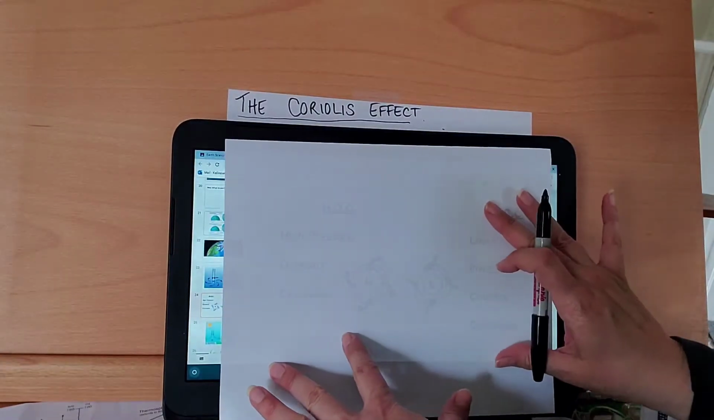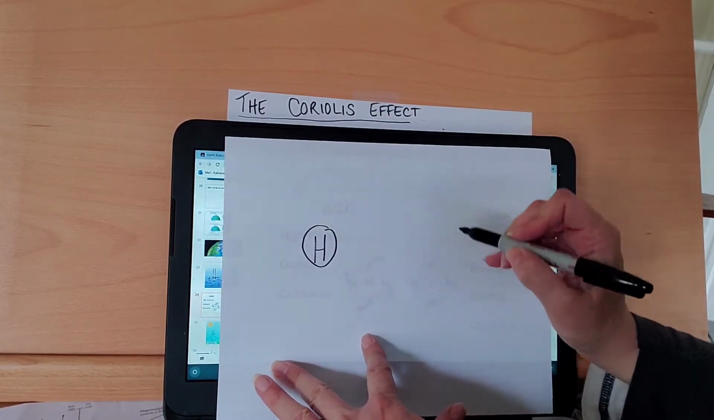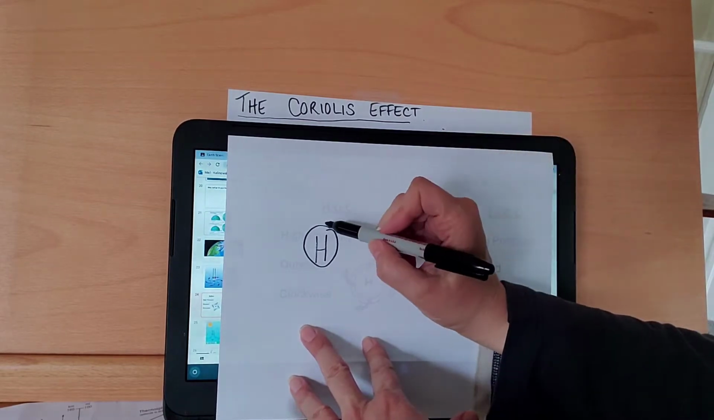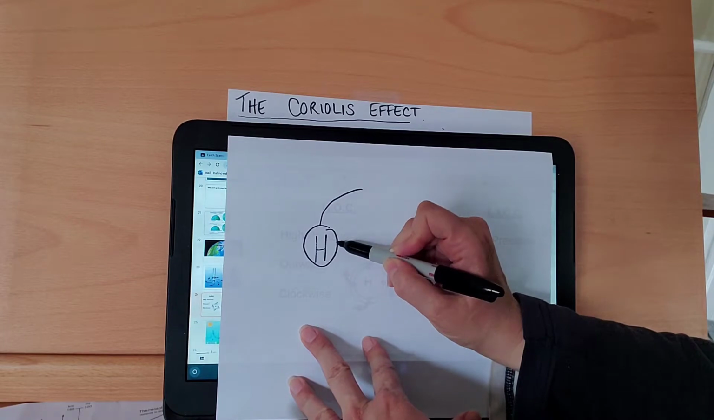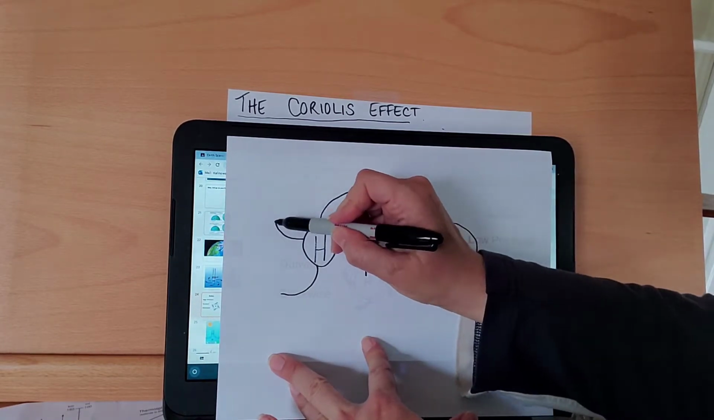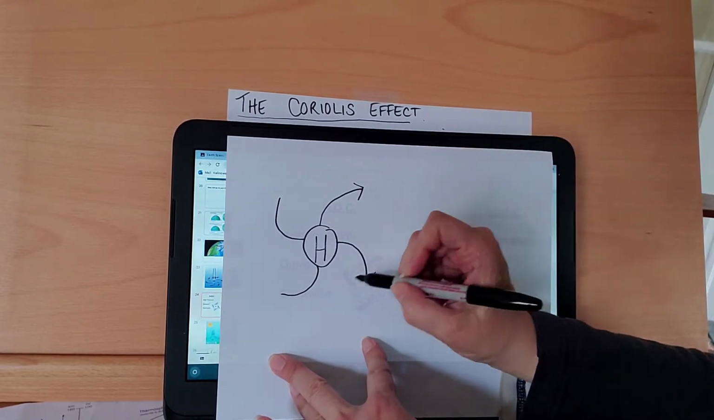Grab a slice. Make an H, put a circle around it. Make an L, put a circle around it. Go from the center and curve it to the right. This is clockwise. Curve it to the right. You see that? And then put your arrowhead on the top of each of these.